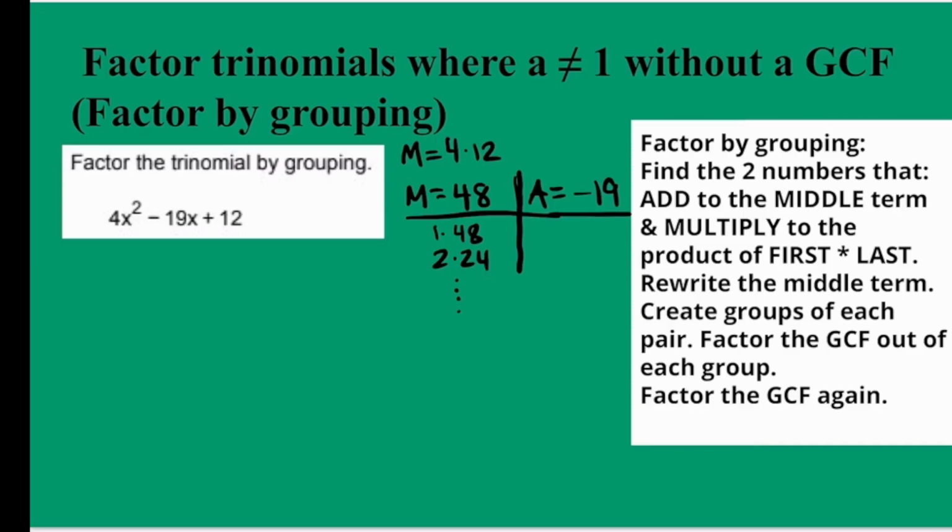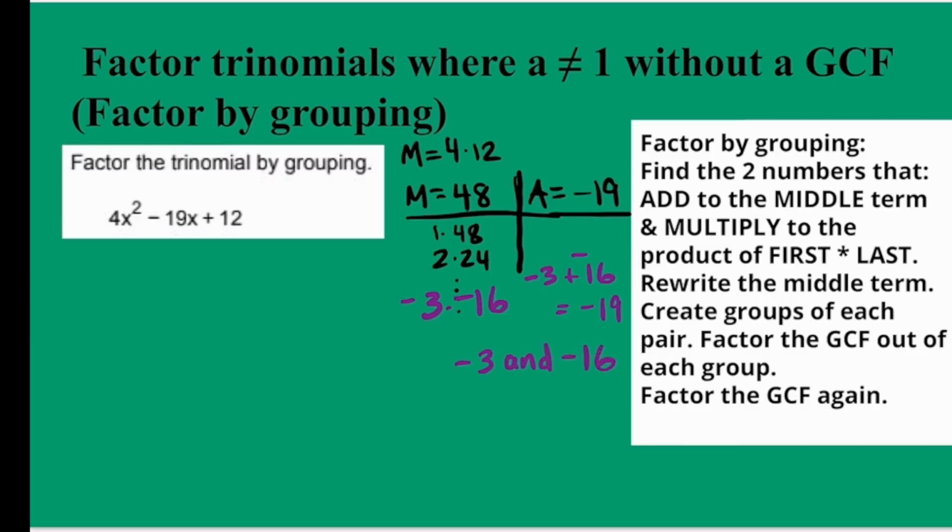I'm going to jump straight to the numbers. It's going to be 3 and 16. 3 times 16 is 48. 3 plus 16 is positive 19, not negative 19. So I'm going to need to do negative 3 plus negative 16. That's going to give me my negative 19. Negative 3 times negative 16 also gives me my positive 48. So these are my numbers.